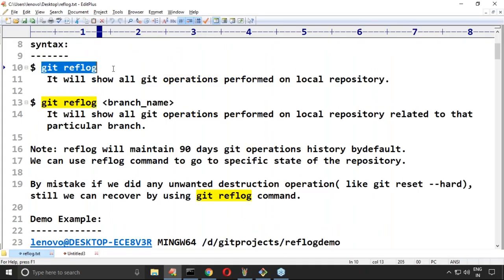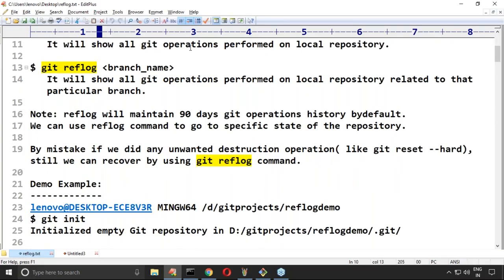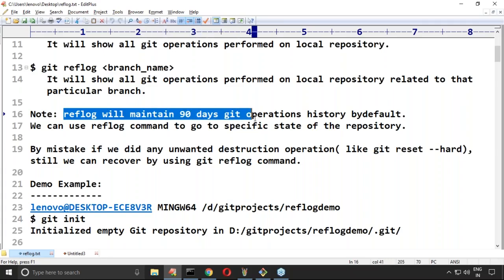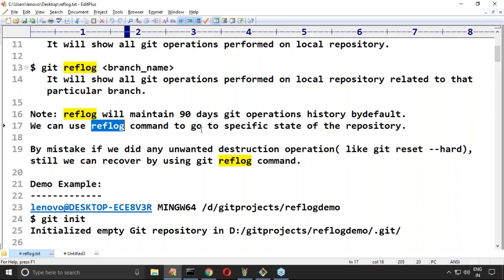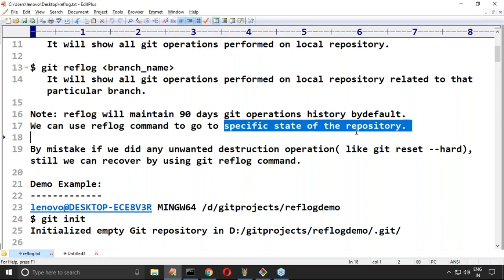Git reflog shows all git operations performed on the local repository. Git reflog with a branch name shows the operations related to that particular branch. Reflog will maintain 90 days of git operations history by default. Sir, how many days will this history be available? 90 days only, by default.